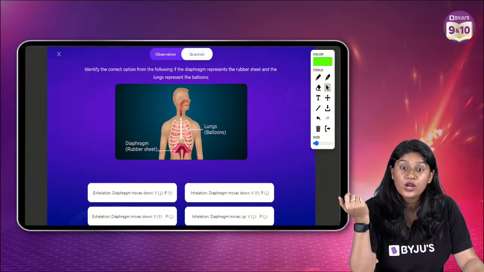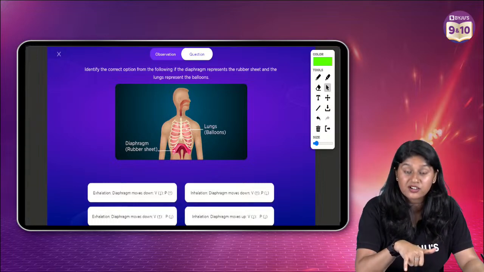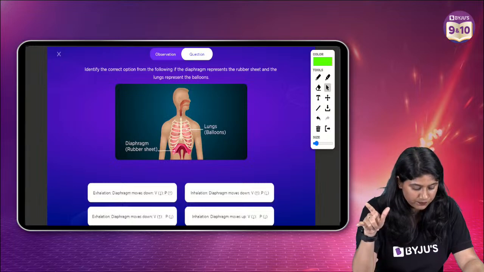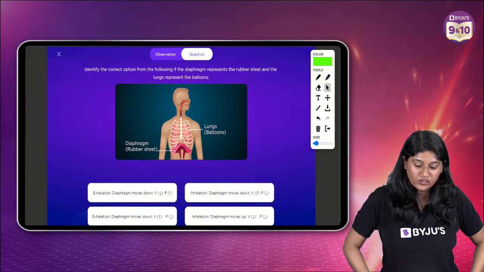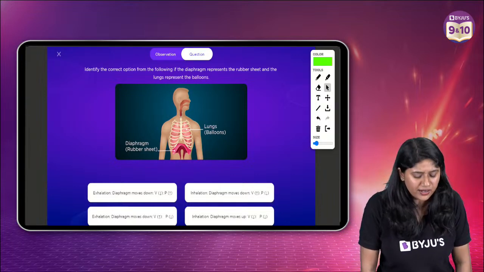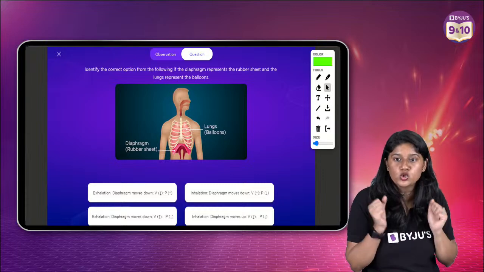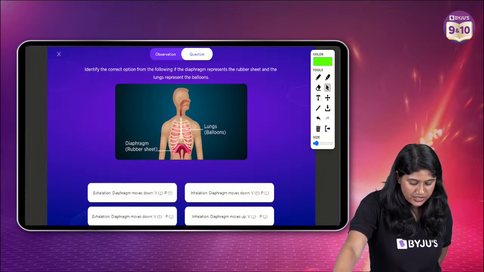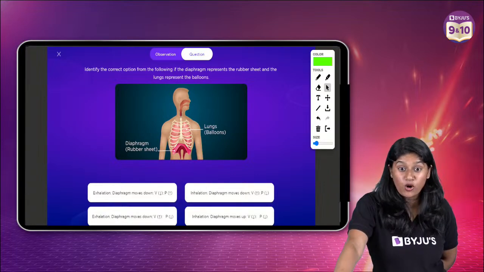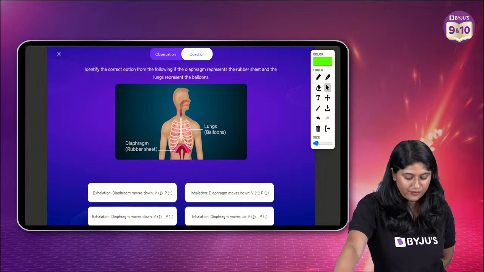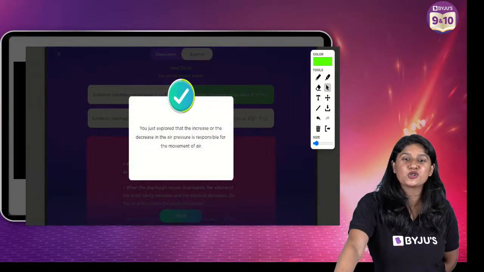The question is, we have to identify the correct option from the following. If the diaphragm represents the rubber sheet and the lungs represent the balloon, what will happen when we inhale or exhale? I will pick the answer. Volume will be high or low? Good, I can see volume will be high. Very good. And of course, pressure will be low. So option number 3 is incorrect. Volume is high, pressure is low. Yes, option number 2 is correct.